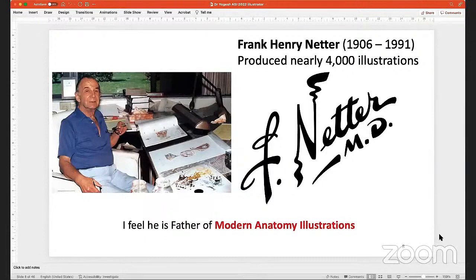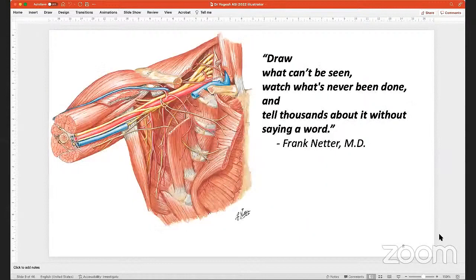Another prominent figure is Frank Henry Netter. He has produced nearly 4,000 illustrations. The figure itself indicates a lot, and this is the signature he used to put on his illustrations. I feel that he is the father of modern anatomy illustration, and the inspiration behind my illustration is Netter. This is one illustration he has drawn.